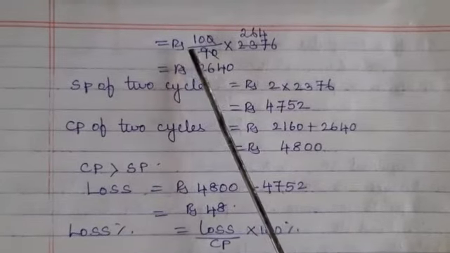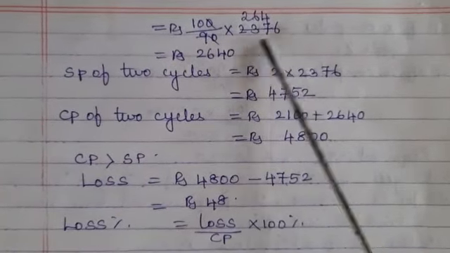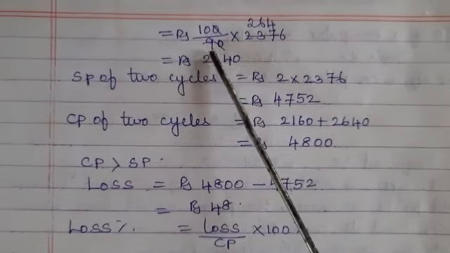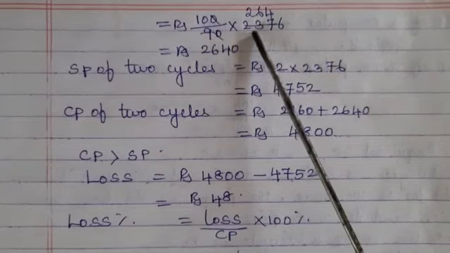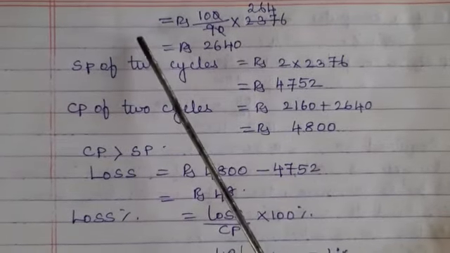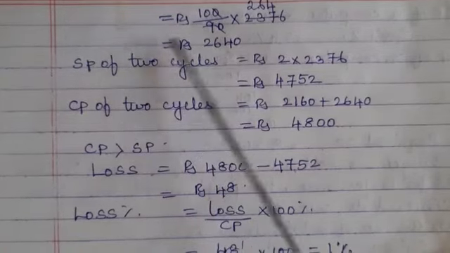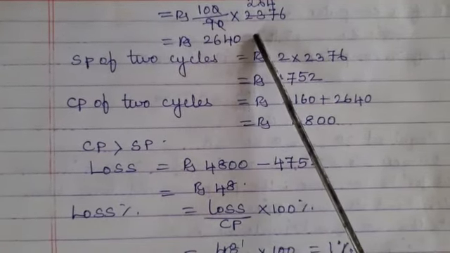See here, you will apply the values of loss percentage and then CP: 100 by 90. How did you get 90? 100 minus 10, that is 90, multiplied by 2376. After the simplification you will get the CP of the other cycle is equal to rupees 2640.